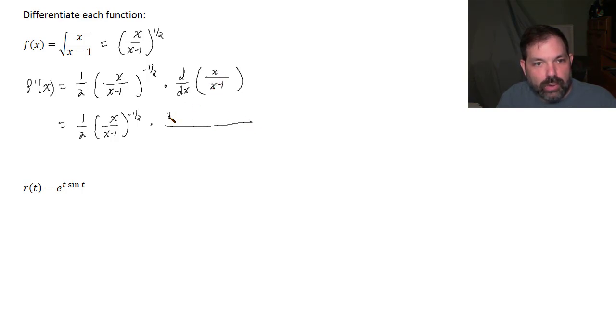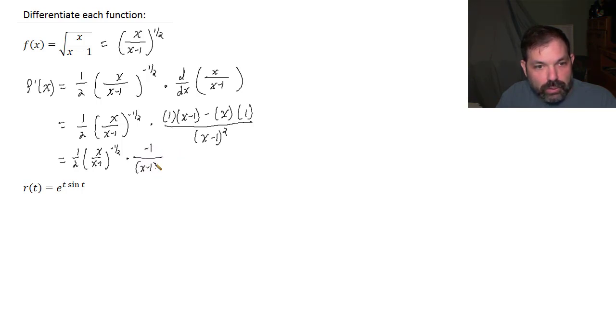The derivative of the top is 1, leave the bottom alone, minus, leave the top alone, derivative of the bottom is 1, and then over the bottom squared. All right, so then, again, I'm going to leave this first factor alone, 1/2 times x over x minus 1 to the negative 1/2 power. And then cleaning up this expression, 1 times x minus 1 is x minus 1, minus x. So that would be a negative 1 over x minus 1 squared.